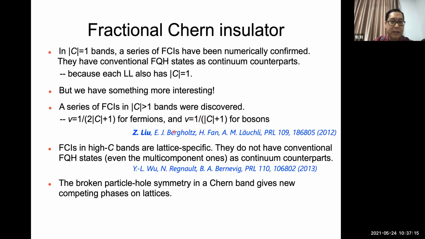And we can show that the fractional Chern insulators in high Chern number bands are lattice specific. They don't have conventional fractional quantum Hall states, or even multi-component states, as continuum counterparts. So they are lattice specific. Moreover, we find we can also have lattice specific competing phases of fractional Chern insulators on lattices due to the broken particle-hole symmetry in a Chern band.